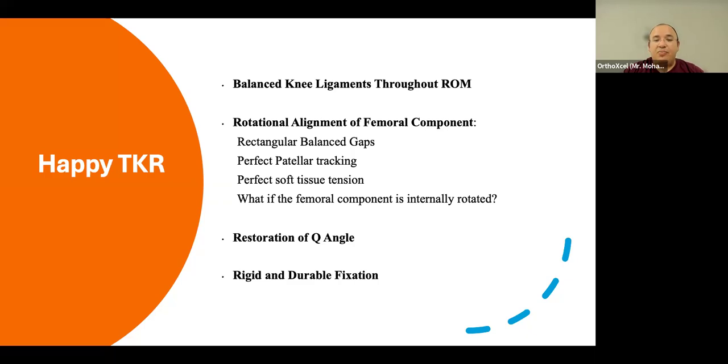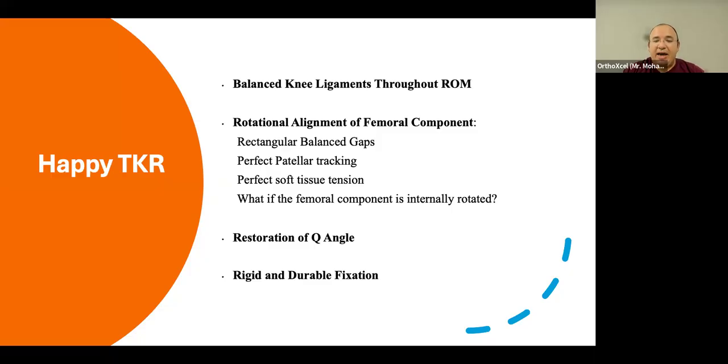So if you don't maintain a good rotational alignment of your femoral component, you will end up with an unbalanced gap which will not be rectangular, will be obtuse at one end and acute at the other end. And at the same time, without proper rotational alignment of the femoral component, if the femoral component is internally rotated, this will predispose your patella to maltrack and to be laterally dislocated.